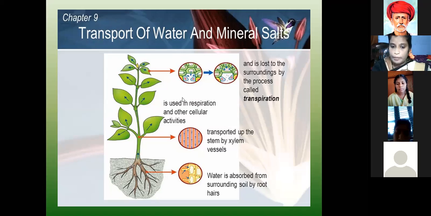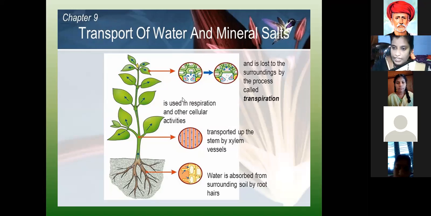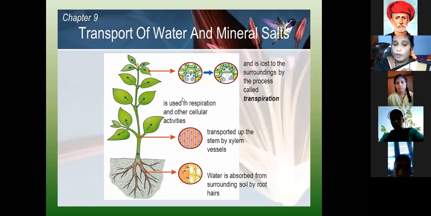Observe this picture, ma. Roots: the roots absorb water and minerals from the soil. After that they transport them up the stem by the xylem vessels, and then send them to the remaining parts of the plant. The plant has leaves. Leaves have stomata. Stomata help during so many activities. This is the stepwise process, ma.